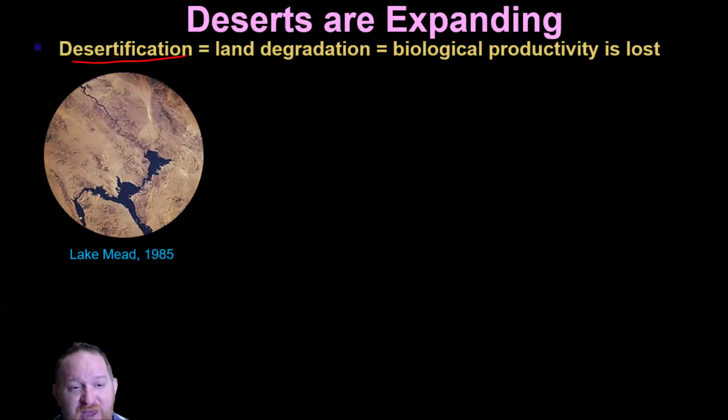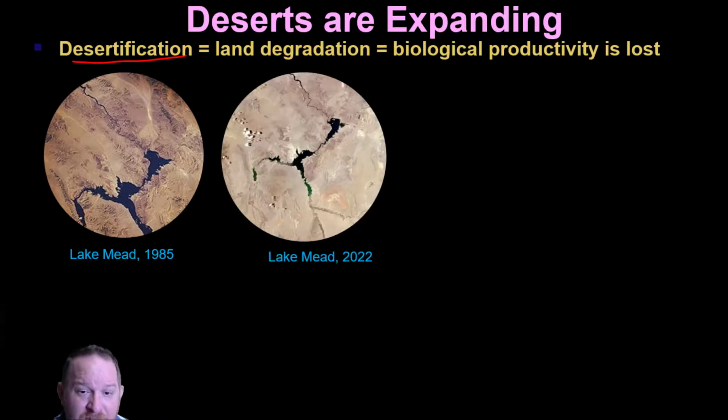This was a picture taken of Lake Mead in 1985. Here's one in 2022. Now it's kind of hard because this is such an image from so far away, but you can tell, look at the difference here in the size of this lake, right? The desert is encroaching on this lake because the lake is drying up. So what we see here is a major problem. In fact, in the news recently, Lake Mead is going down so much, right? Vegas is scared they're going to run out of water.